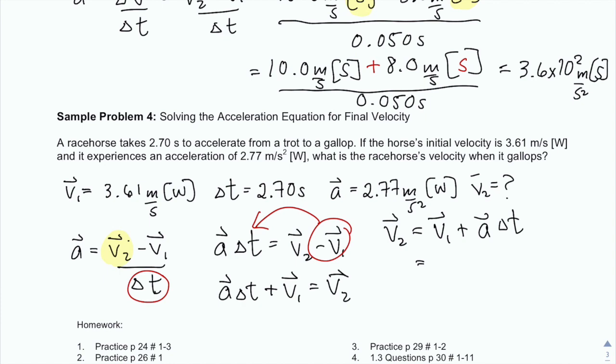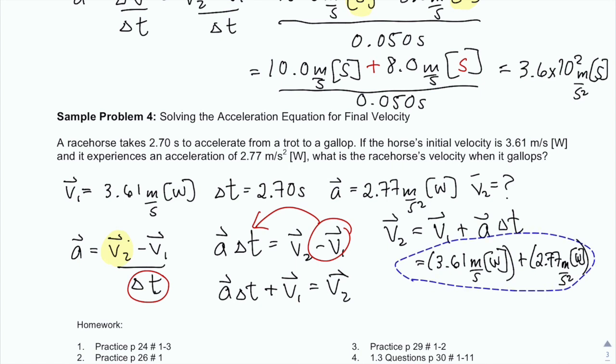v1 is 3.61 meters per second west plus 2.77 meters per second squared west times 2.70 seconds. Let me make some room.